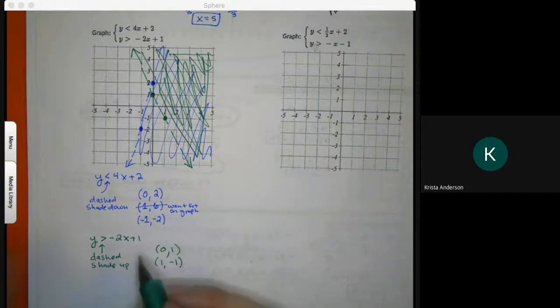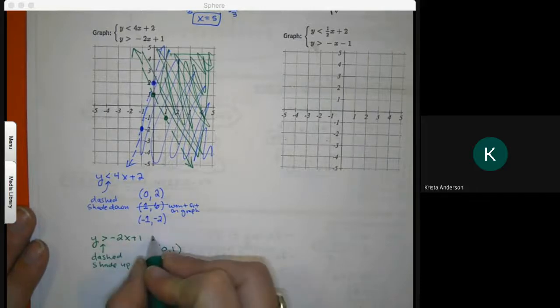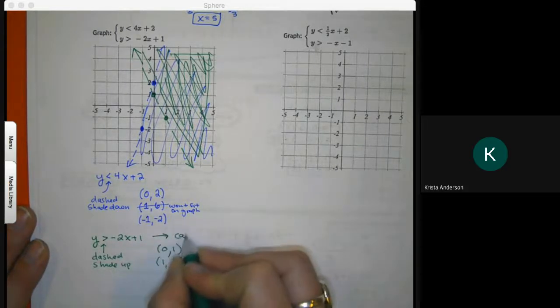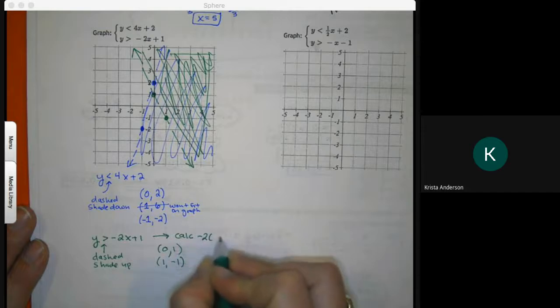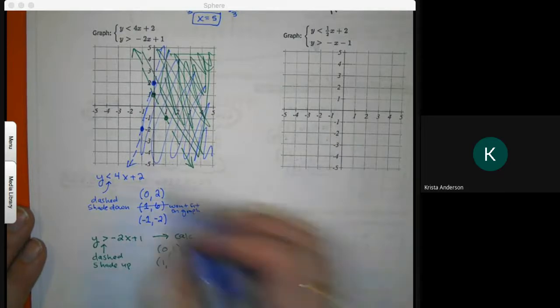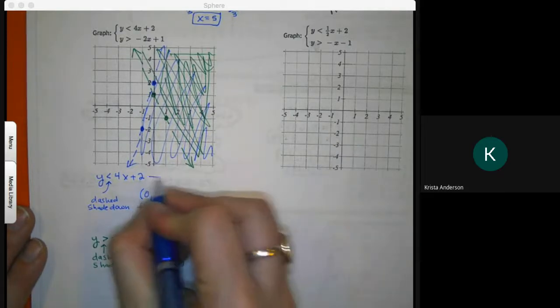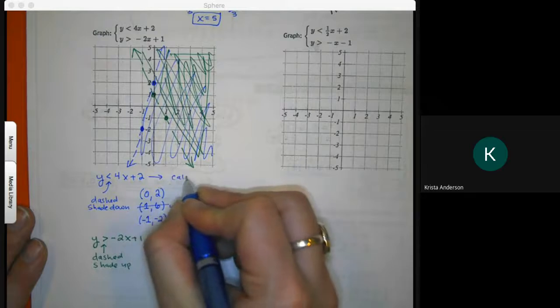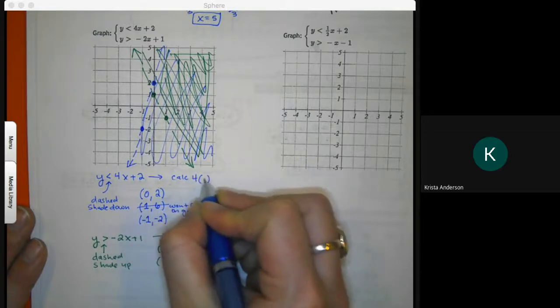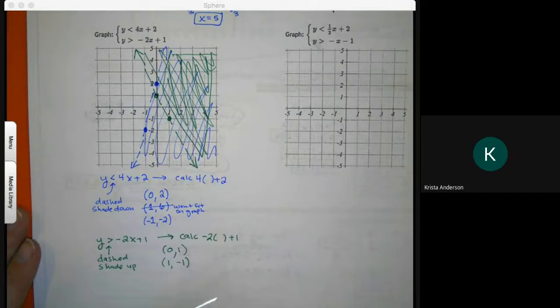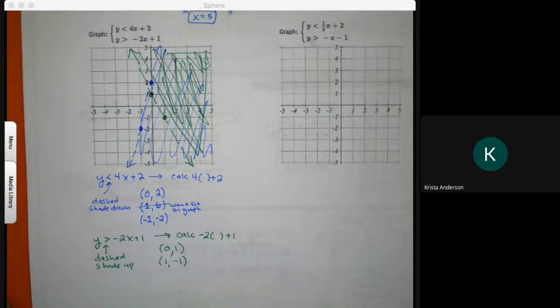If you are using a calculator, you would just plug numbers in right there. Same thing on the blue. You are more than welcome to use a calculator. You just need to plug your numbers in for the x to find your points.